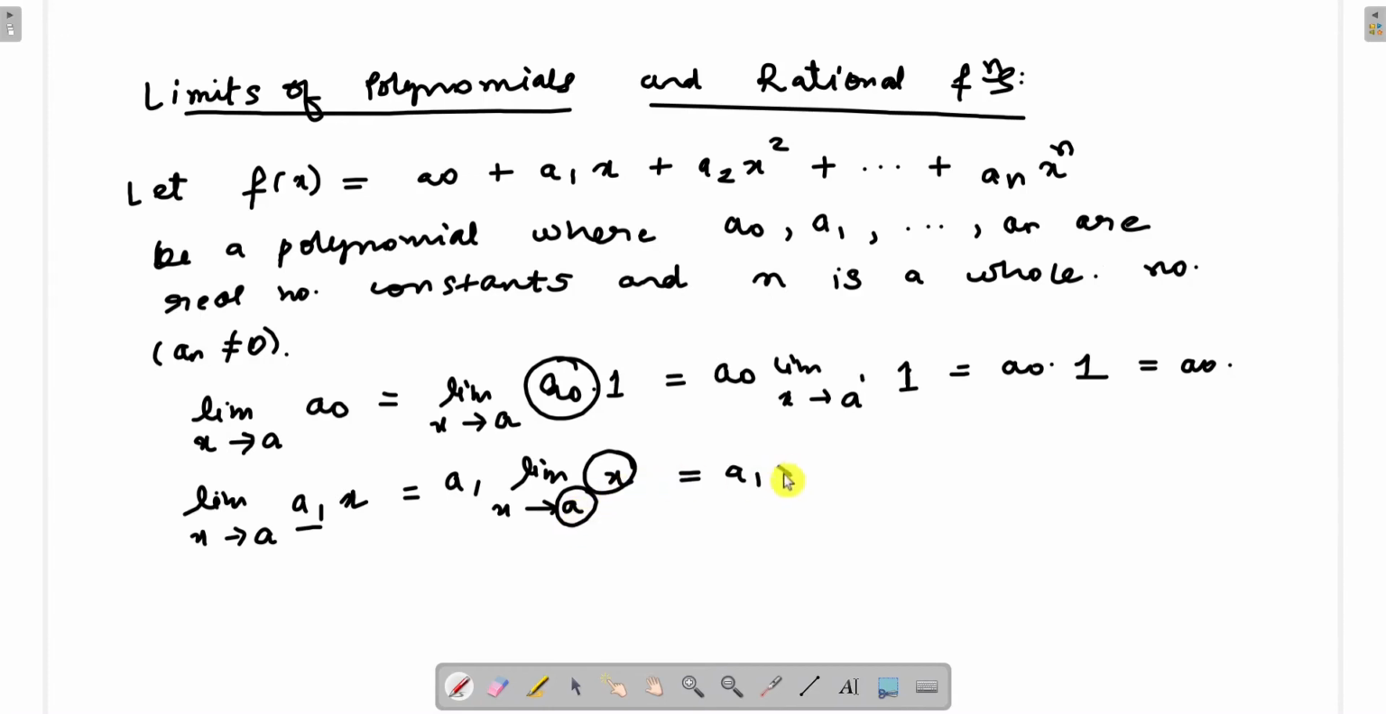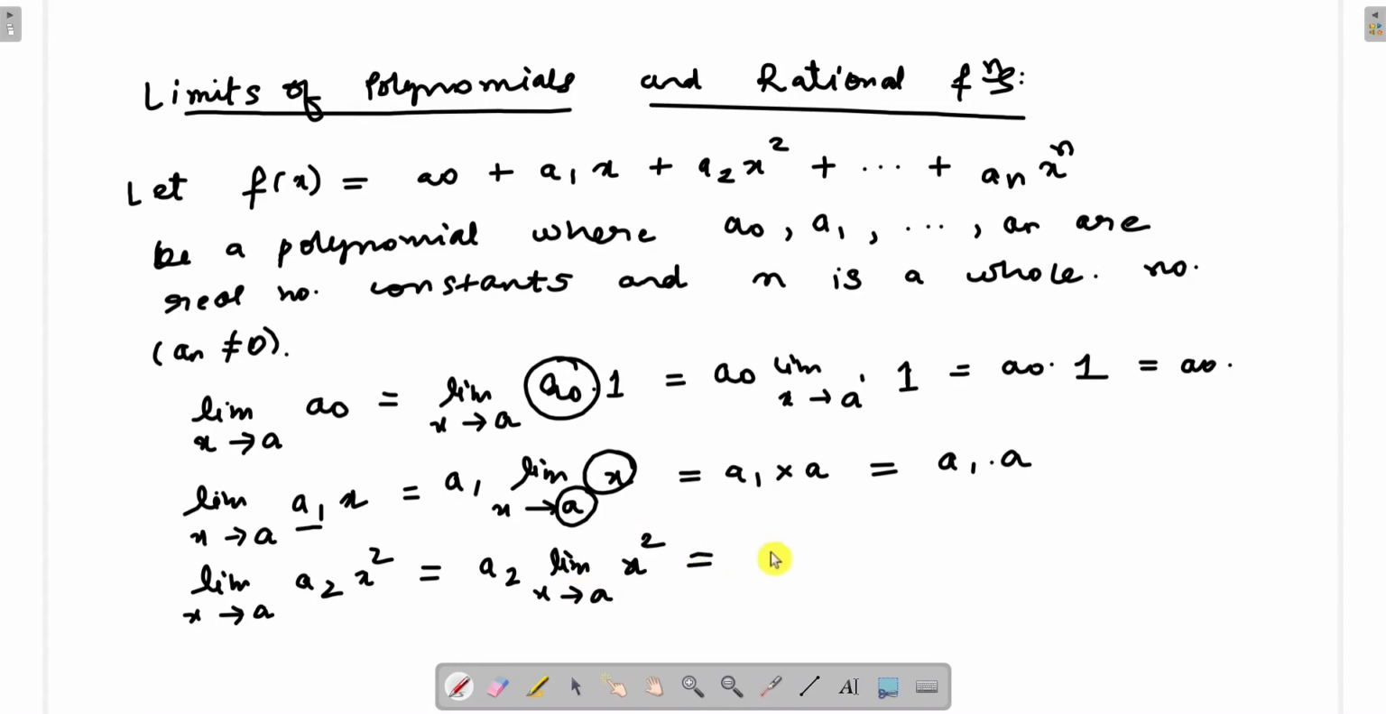Okay, this you have to know. So what you will get is a1a. Now similarly, if we calculate the limit as x tends to a of a2x square, that is the third term, so we will have a2 times the limit as x tends to a of x square, which is a2 times a square, nothing but a2a square. Similarly, if we calculate the limit of the last term, limit as x tends to a of an x raised to n, we will have an a raised to n.